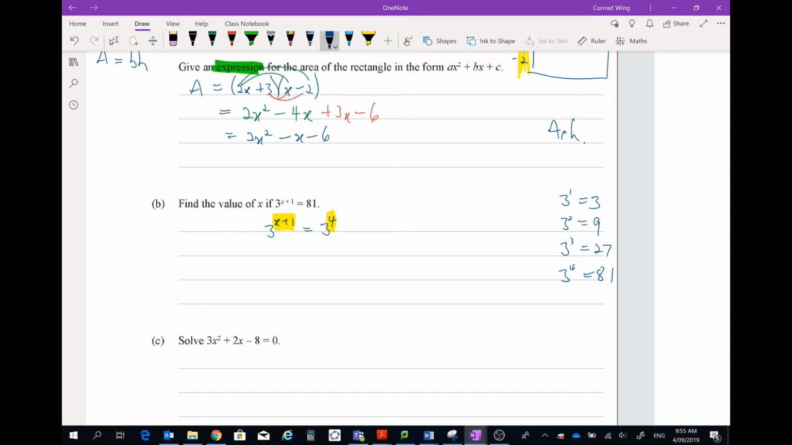So x plus 1 must be 4. I solve this. x must be 3. Alright, this is achieved. Well done. Here, if you want, you could write equating powers. You don't have to write equating powers. You can just go from this step to here without writing equating powers. Okay?